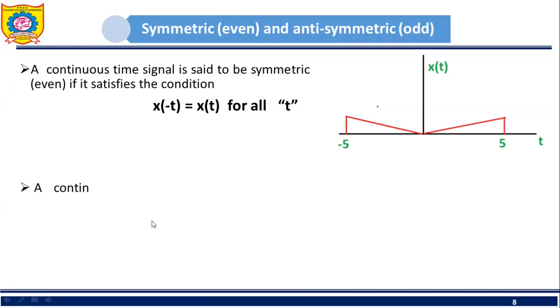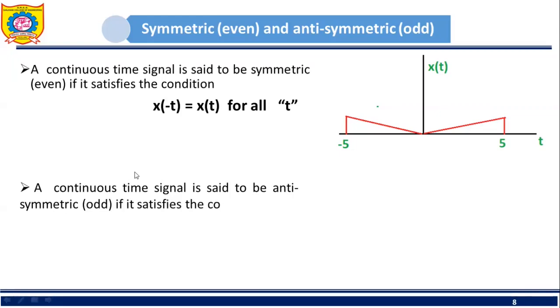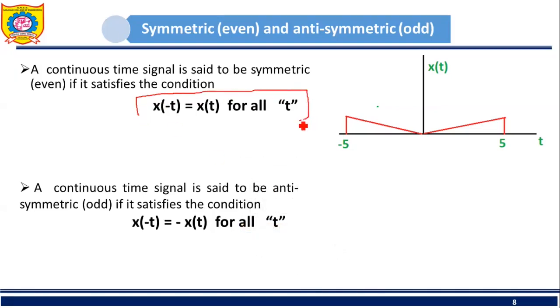A continuous signal is said to be antisymmetric if it satisfies the following condition. Which condition? x of minus t is equal to minus x of t for all values of t. Please try to understand the difference between the condition for symmetric signal and the condition for antisymmetric signal. The condition for antisymmetric signal is that x of minus t should be equal to minus of x of t.